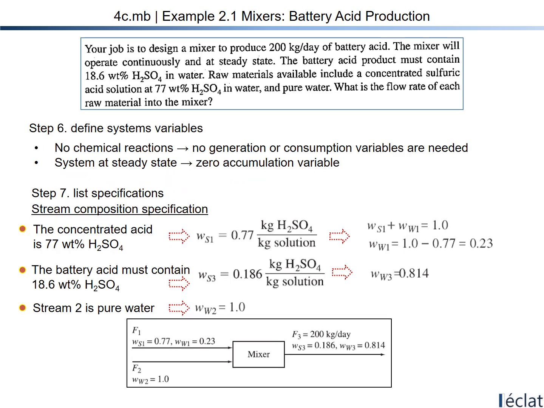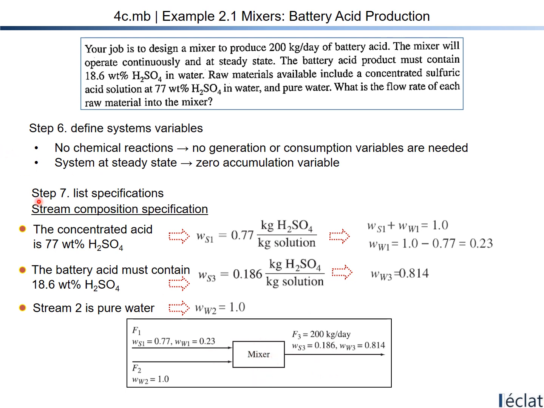Step 6. Okay, you have just defined the stream variables in step 3. Then it's time to define system variables following the stream variables in step 6. No chemical reactions, so no generation or consumption variables are required, and the system is operated at steady state, or continuously, so zero accumulation variable. It means we don't have any system variables in our system, so nothing inside of the box, the system. Right now we have stream variables and no system variables.